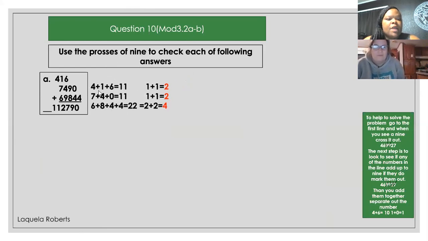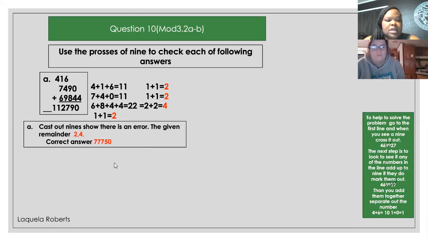So we got 4 plus 1 plus 6 equals 11, with the remainder of 2. 7 plus 4 plus 0 equals 11, with the remainder of 2. 6 plus 8 plus 4 plus 4 equals 22, with the remainder of 4. And then you got 1 plus 1 equals 2. So casting out 9s shows there is an error. The given remainder is 2 and 4. The correct answer is 77750.